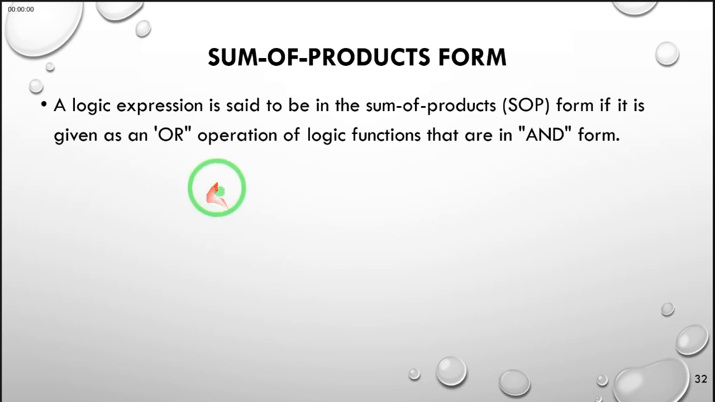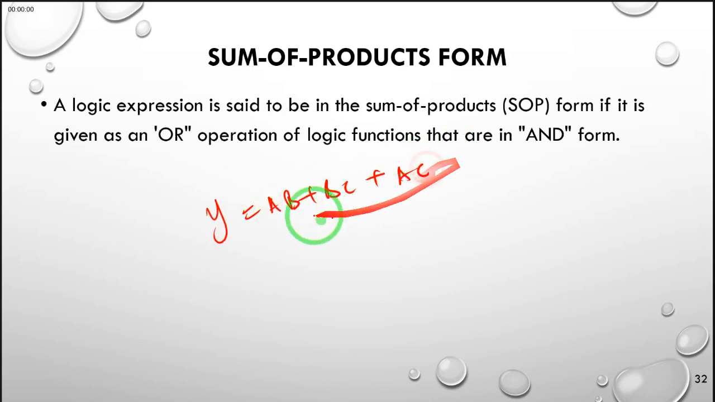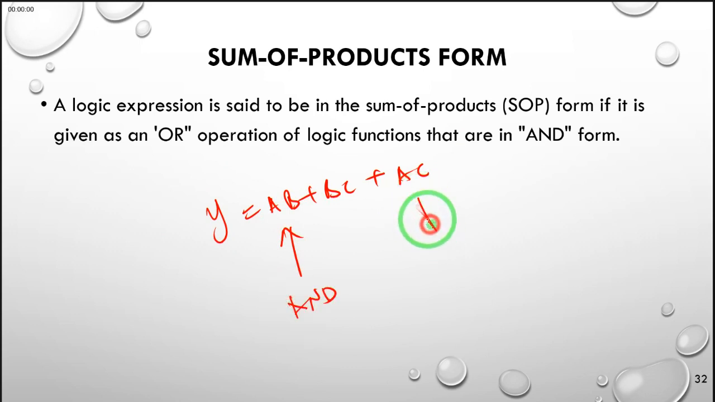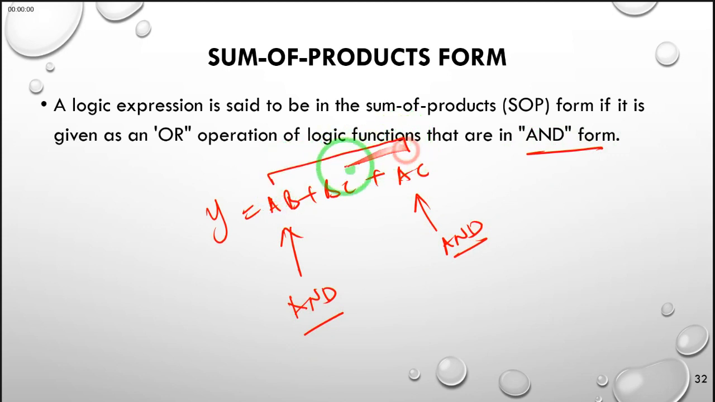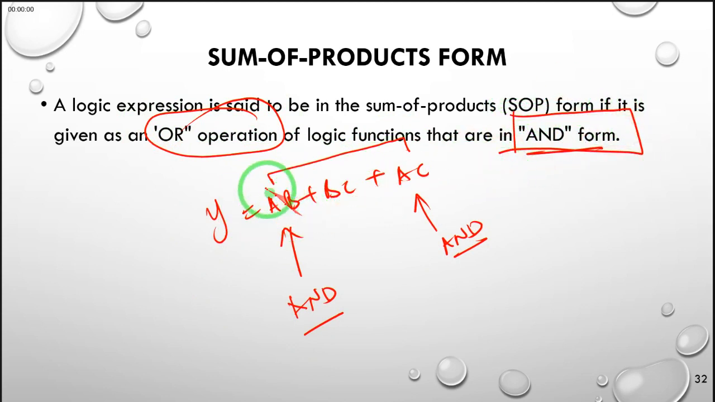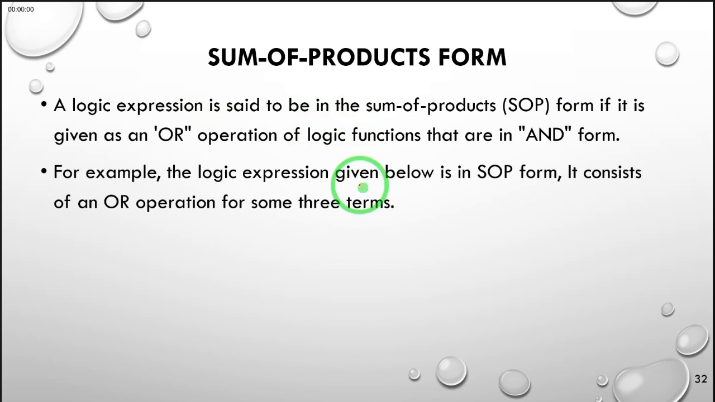That may appear a bit complex to fathom, but it simply means that Y is equal to AB plus BC plus AC. This is an AND and this is an AND. So this is the AND form, but each of these is joined with an OR operation. So whenever you find logic functions in the AND form that are joined by the OR operation, we say that form of Boolean expression is in sum of products.